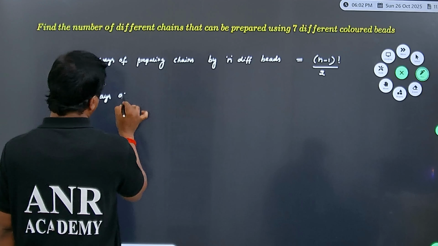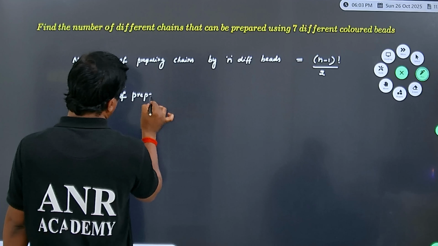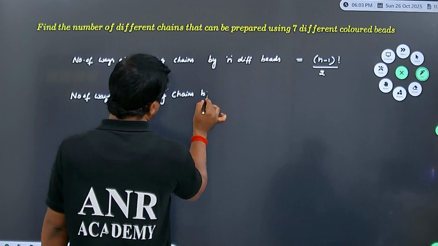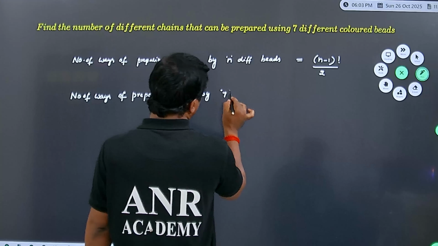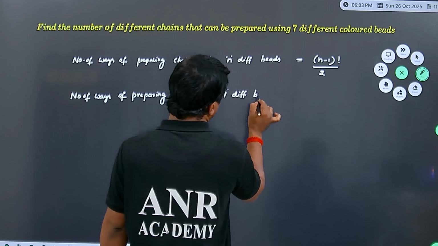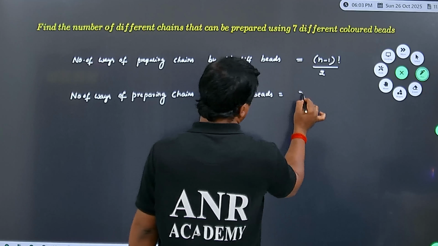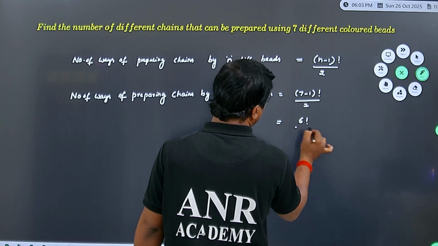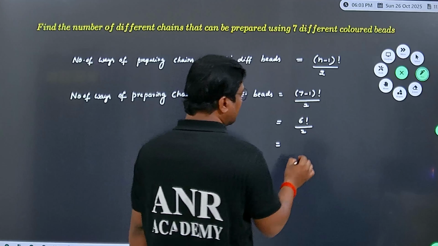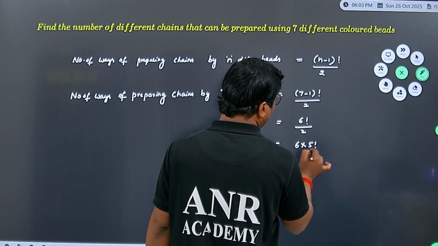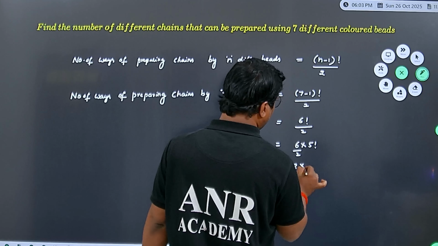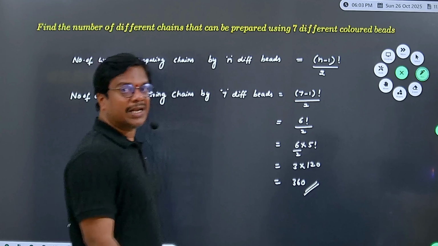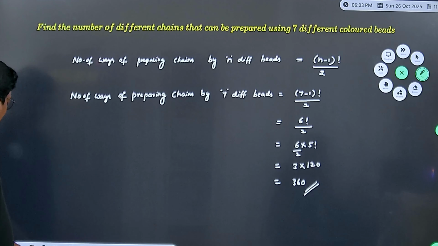Therefore number of ways of preparing chains by 7 different colored beads is (7 minus 1) factorial divided by 2, and hence it is 6 factorial divided by 2. 6 into 5 factorial divided by 2, that is 3 into 5 factorial, 120, so the answer is 360. Let us move to the next one.